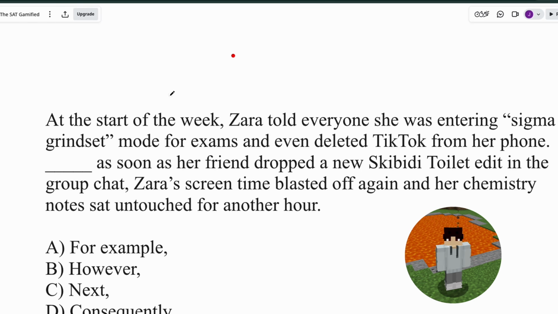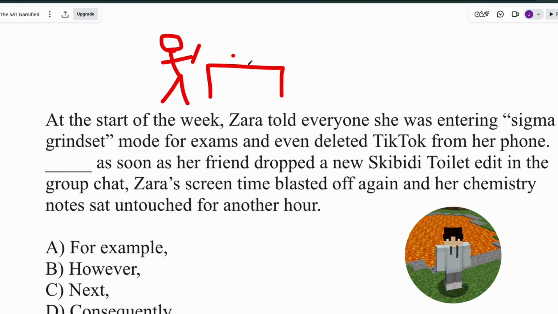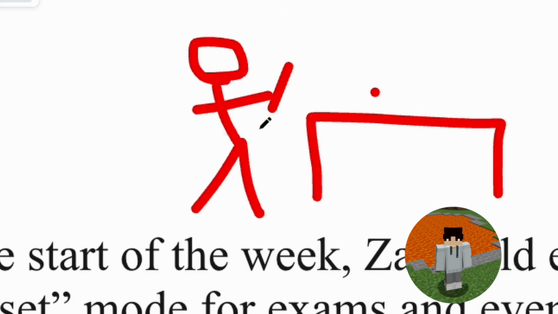So in this first sentence, we can imagine Zara here, and she's getting super locked in. She's holding this pencil, let's just say, I don't know why I drew it at this angle, but she's holding this pencil and she's trying to study all day, study hours now. She even deleted TikTok, TikTok is out of there now. And so that's really what's happening in the first part.